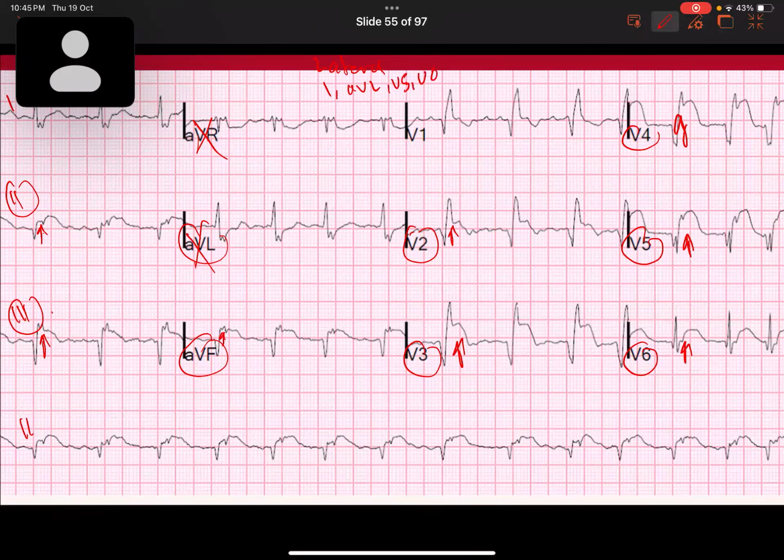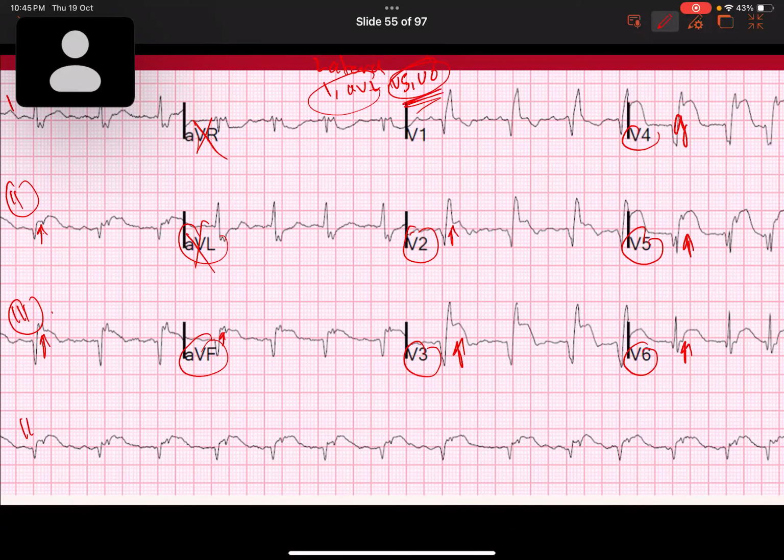You might be confused because V5 and V6 are affected. Why is this not considered lateral? That is because V5 and V6 are the only ones that are affected, and 1 and AVL are normal. And we said that we need the full group to have ST elevations for you to consider this as a lateral MI. But if it's only V5 and V6, then this is not lateral.